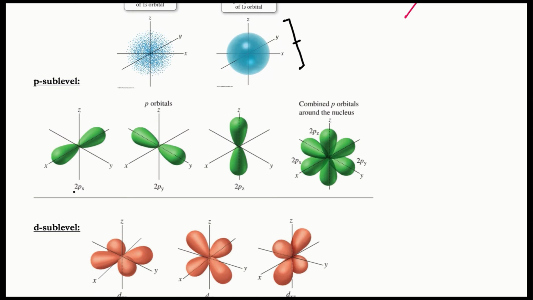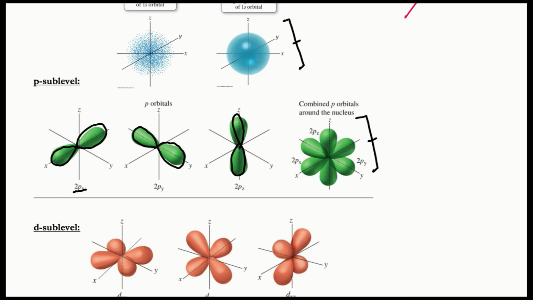There's the 2px, so it goes along the x-axis like this. This region is one orbital, one region where you will likely find electrons. Another region where you will likely find electrons is the 2py right there. We call it a dumbbell shape. And then there's one along the z-axis. So there are three different orbitals here, and when you put them all together, these are the regions where you will likely find the electrons that we designate to that orbital.